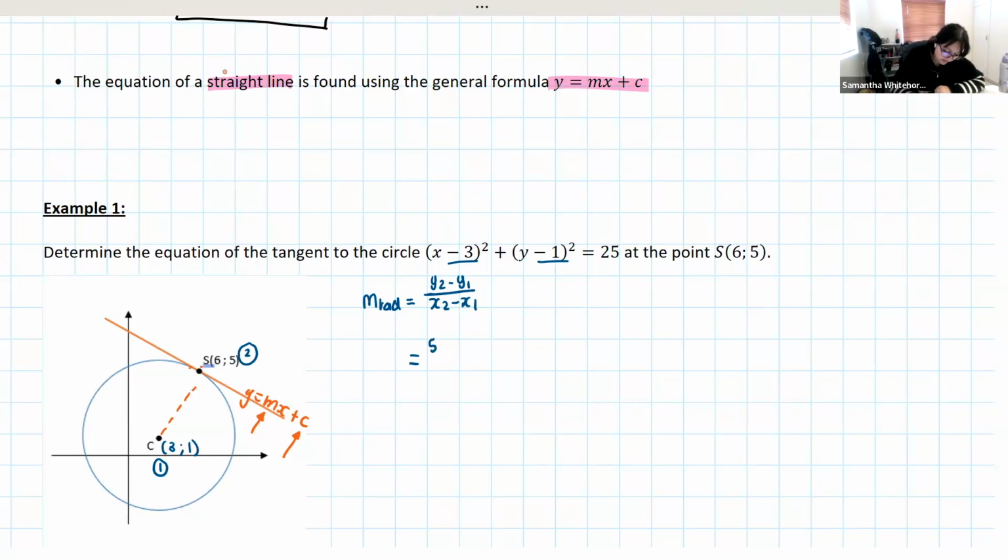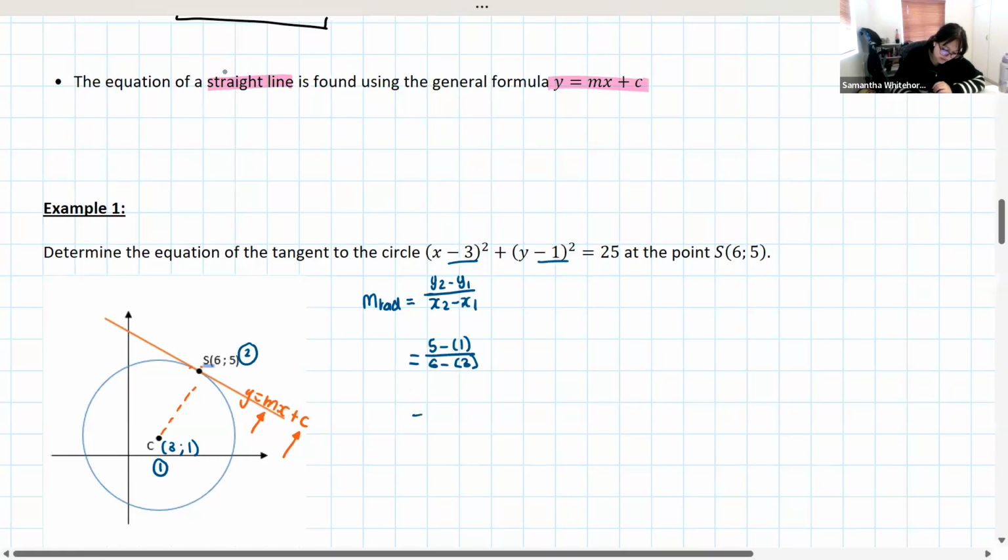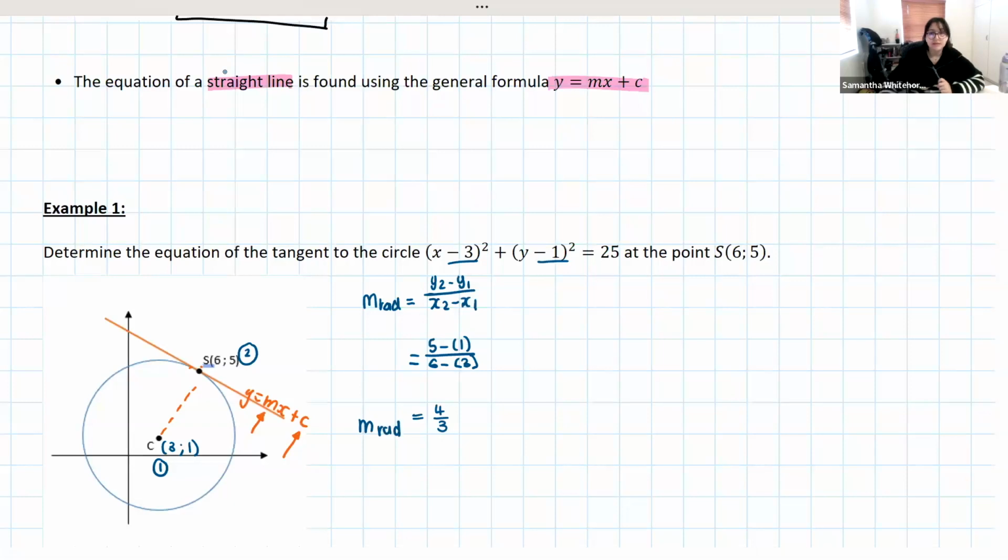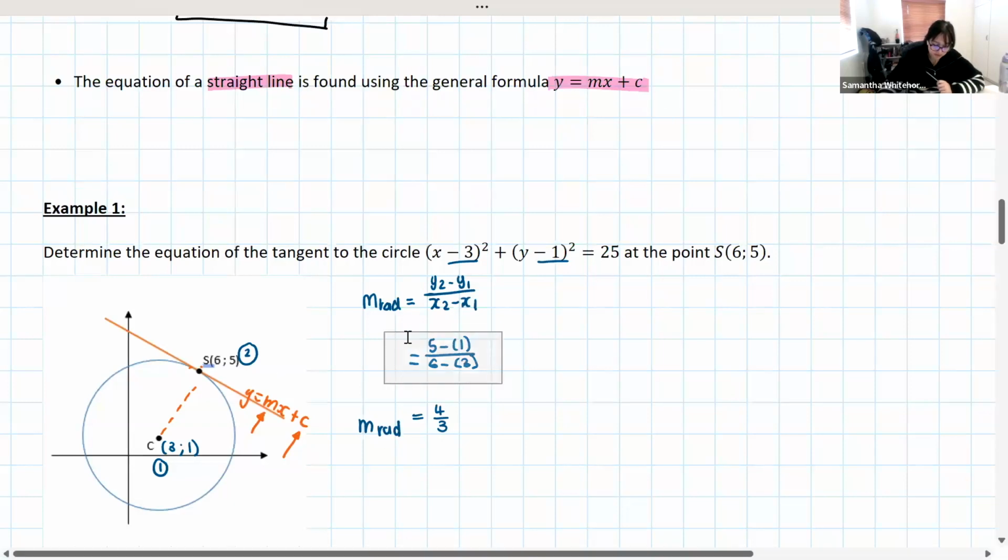So y2 is 5 minus 1 over x2 is 6 minus 3. Now you can do this in your head or you just put it into your calculator. 5 minus 1 is 4, 6 minus 3 is 3. We get a gradient of 4 over 3. Now I'm going to move this one out. So the gradient of our radius is equal to 4 over 3.